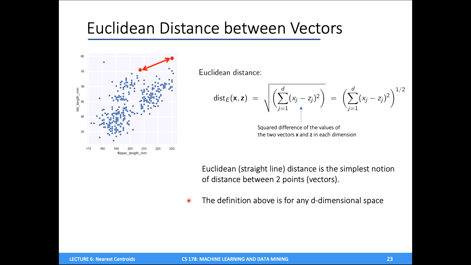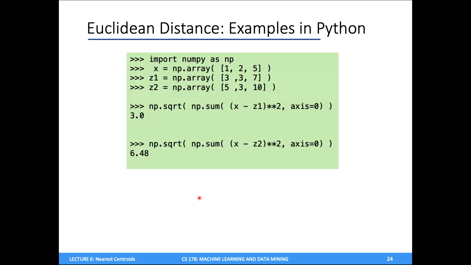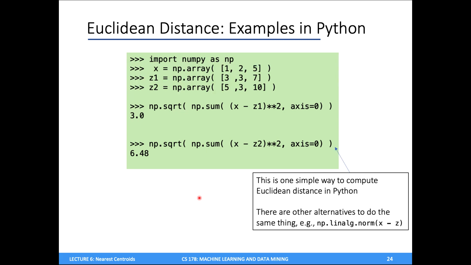I'll point out here that this distance formula works in any d-dimensional space. So we can use this to compute distances between arbitrary data points or arbitrary feature vectors. Okay, here's some code showing you how you can actually do this in Python. I won't go over the details here, but it'll be useful in homework too, so review these lecture slides when you're working on that assignment.